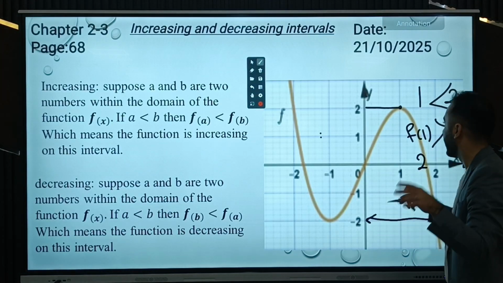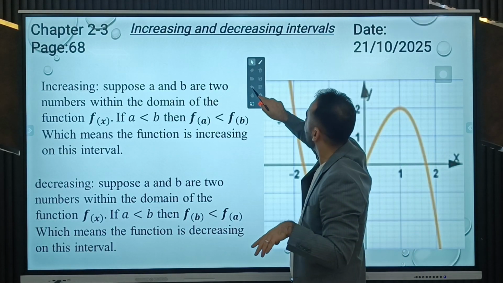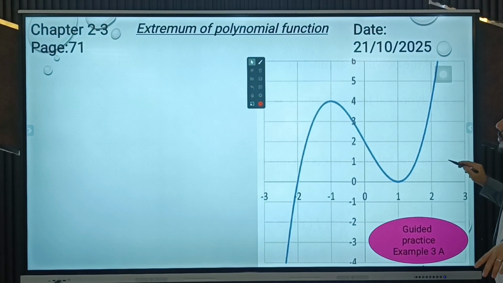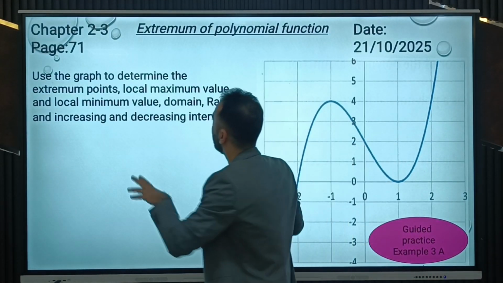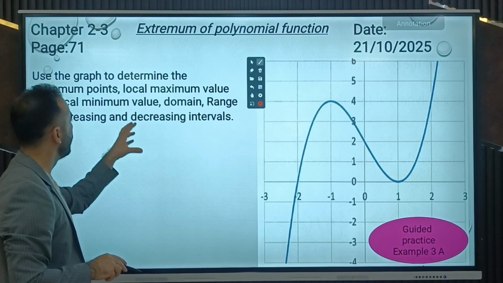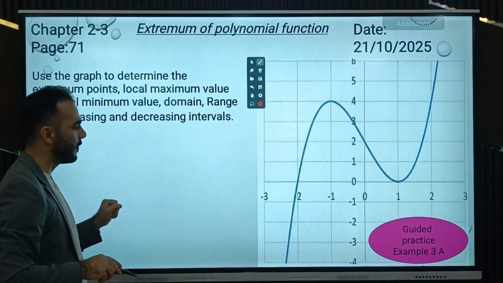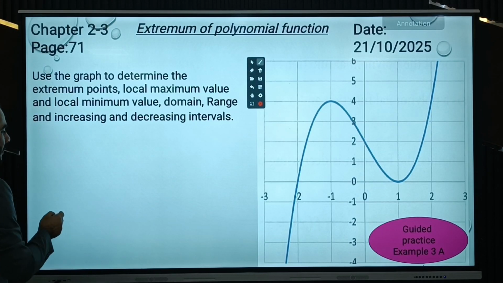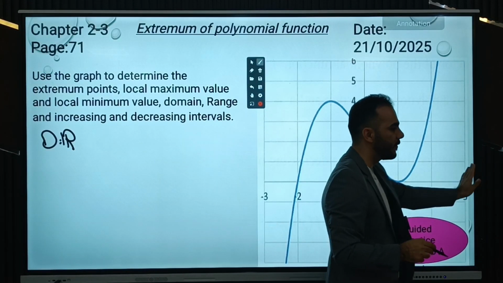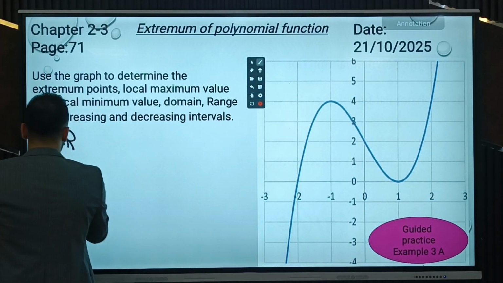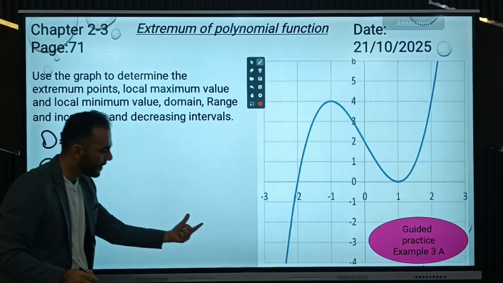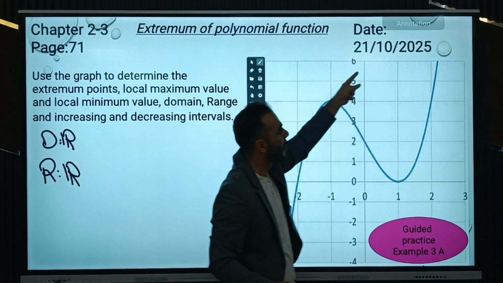Of course, you need more examples. Let's see the examples. What do we have? Okay, the title of the question says use the graph to determine the extremum point, local maximum value, local minimum value, domain, range, and increasing and decreasing intervals. So based on that function, we can definitely see that the domain is all the real numbers, from negative infinity to positive infinity on the x-axis, as well as the range is all the real numbers, from negative infinity up until positive infinity.